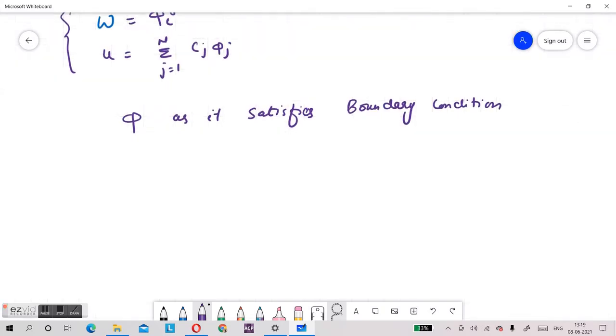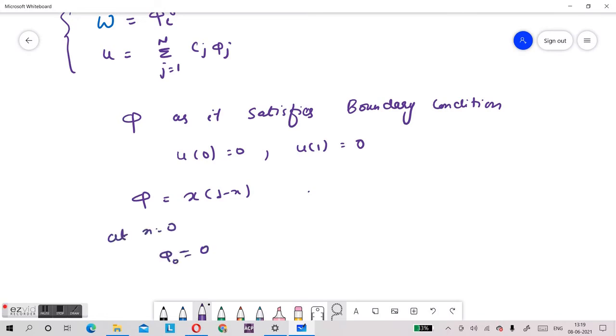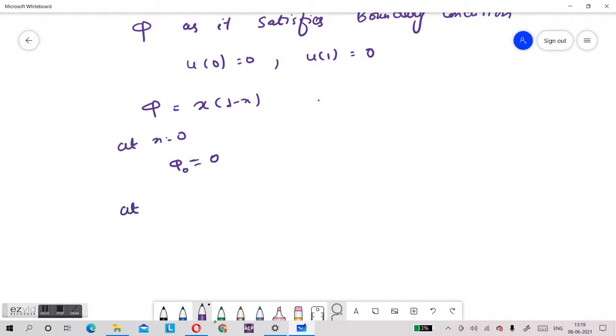Okay, so if we take phi as x(1 minus x), we make a guess, or we can solve it by some other mathematical methods. We will learn it when we solve the weighted residual method, and then you will get an idea of how we choose such functions. This is a simple one, so I just used my mind. When we solve other examples, you will get an idea. So phi equals x(1 minus x). At x equals 0, phi 0 equals 0. At x equals 1, phi 1 again becomes 0. So it satisfies both conditions.